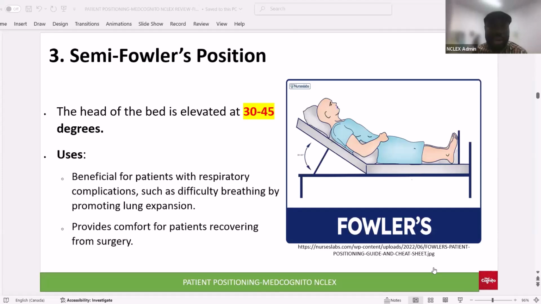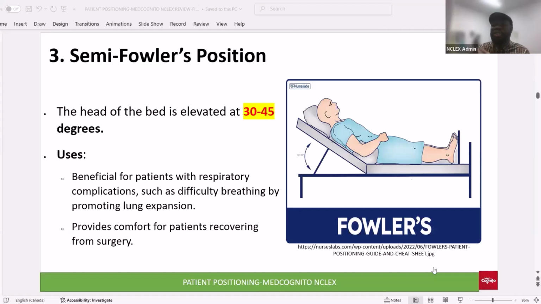Now let's go to the semi-Fowler. In the semi-Fowler position, the head is elevated at 30 to 45 degrees. Why do we do the semi-Fowler position? It is beneficial for patients with respiratory complications, such as those who have difficulty breathing, and you also want to encourage lung expansion. It also provides comfort for patients recovering from surgery.